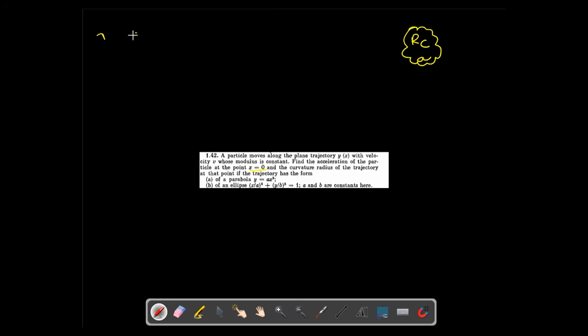So how to find it, sir? What is the formula connecting acceleration and the radius of curvature? A is nothing but v square by Rc. Now, let me explain the concept. Let's take any shape. Suppose in this case they said it's a parabola.